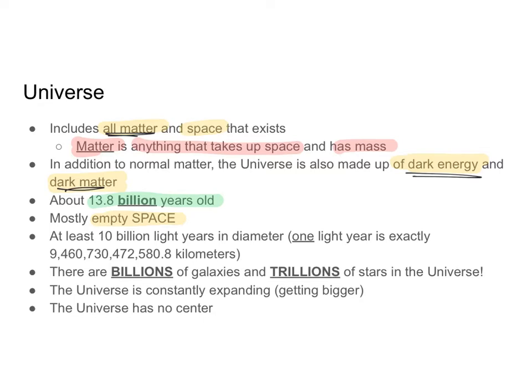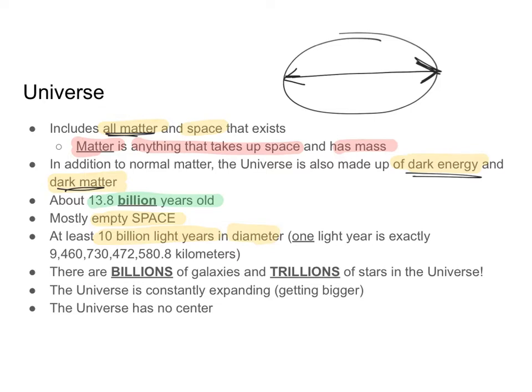Now, the universe is at least 10 billion light years in diameter. So if you remember back to math, if we look at something like this, diameter would be from this side to this side. Now, 10 billion light years doesn't really mean a lot, but billion is a big number.